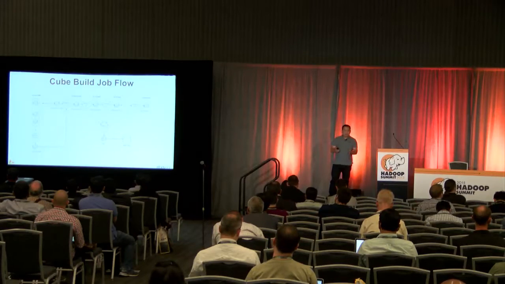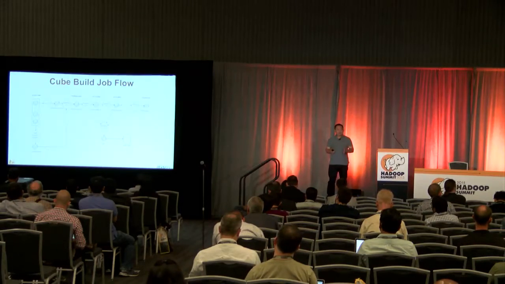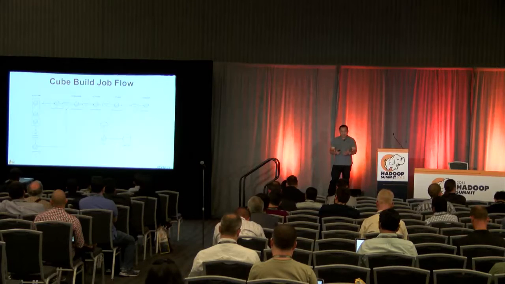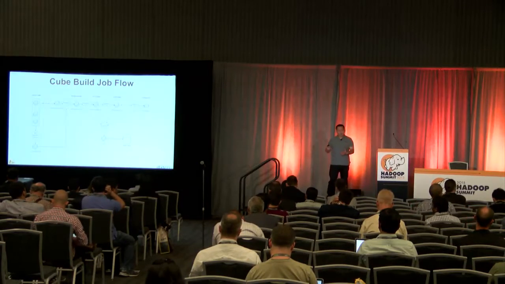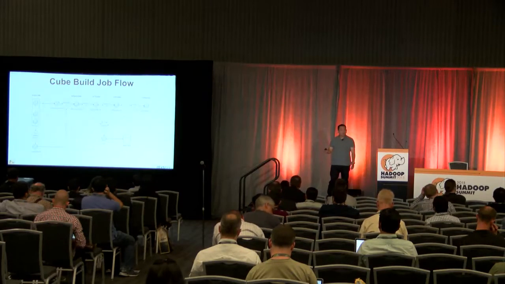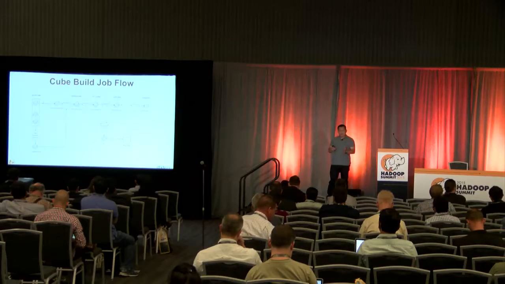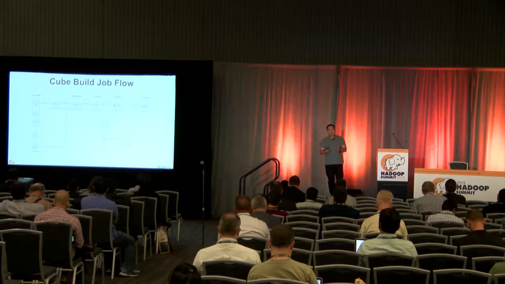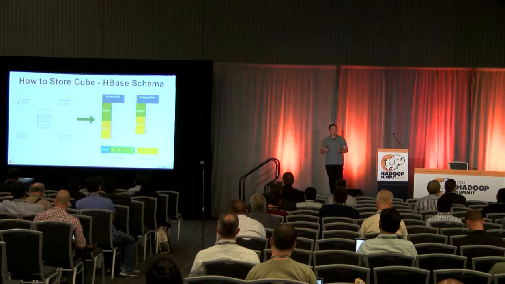And this is actually the cube build job flow. You can see the first step is the Hive query. We submit the Hive query and get the data back, joining all the data. Then we run some dictionaries and something else, then run a lot of MapReduce jobs to create an HFile. And finally we bulk load into HBase. Okay, this is the job build process. We have a lot of parts to optimize, which I will mention later.